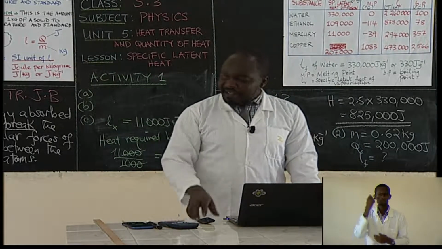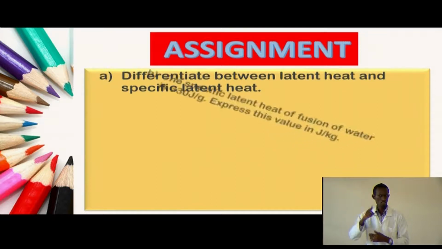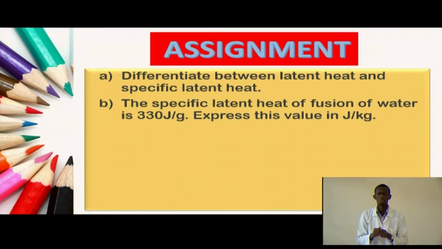Okay? And so before we end, let us look at this assignment. Right. I will read for you some of the numbers here. Part A, differentiate between latent heat and specific latent heat. Okay? Just differentiate that. You think you can do that? Part B, the specific latent heat of fusion of water is 330 joules per gram. Now, express this value in joules per kilogram. To me, it is fantastic. Very nice. I would be smiling if I were you.